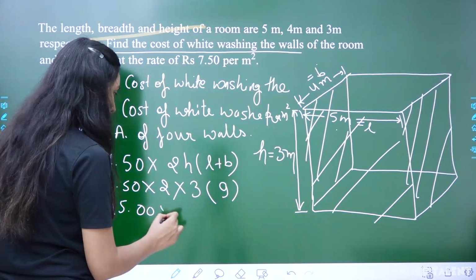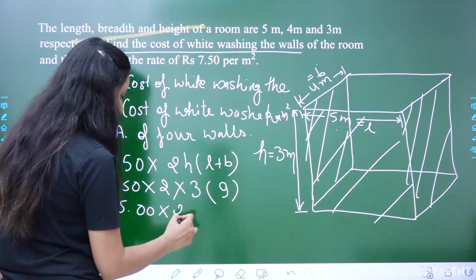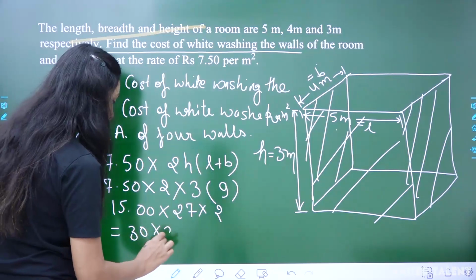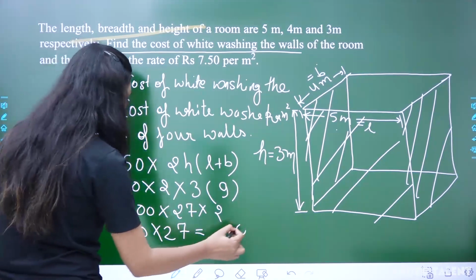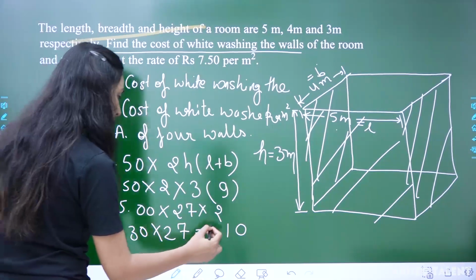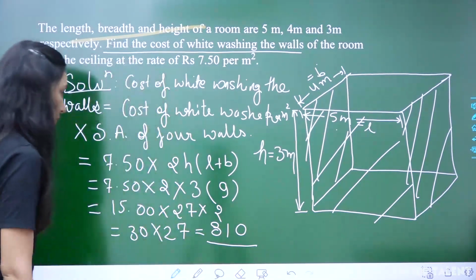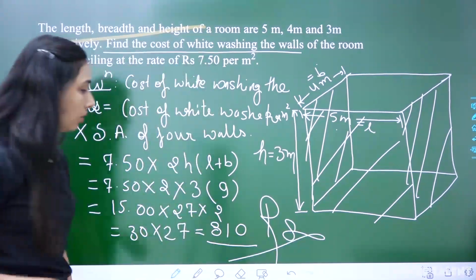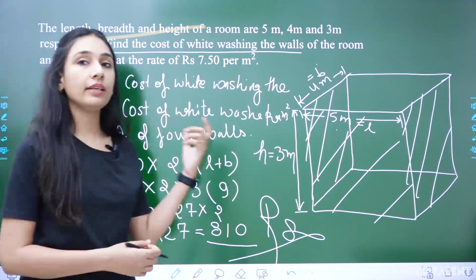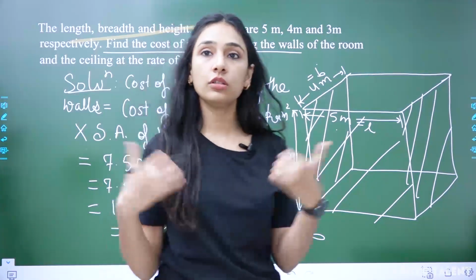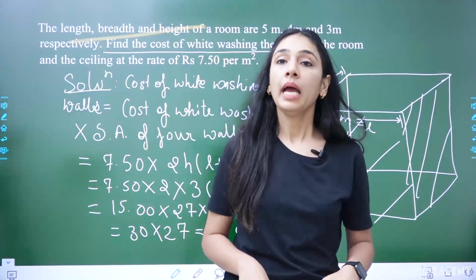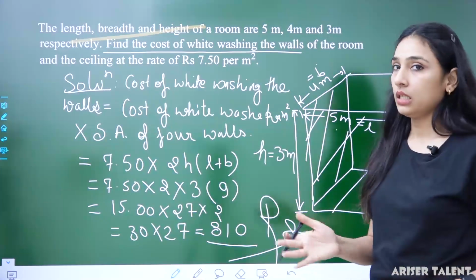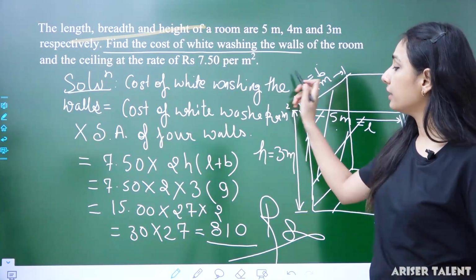So 15 multiplied by 27 comes to 810. What? Rupees. So what we are going to do is calculate the surface area of 4 walls, excluding the top and bottom, and then multiply it with the rate of whitewashing per meter square. So, this is our answer.